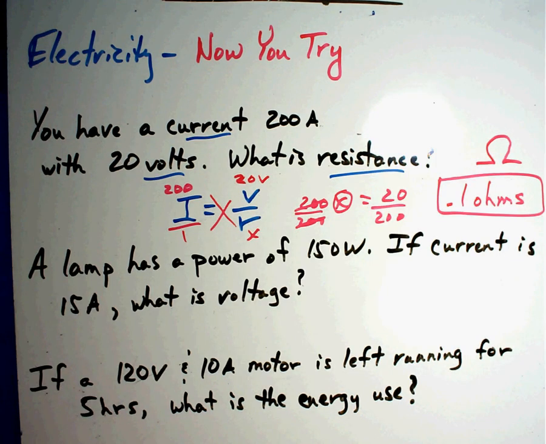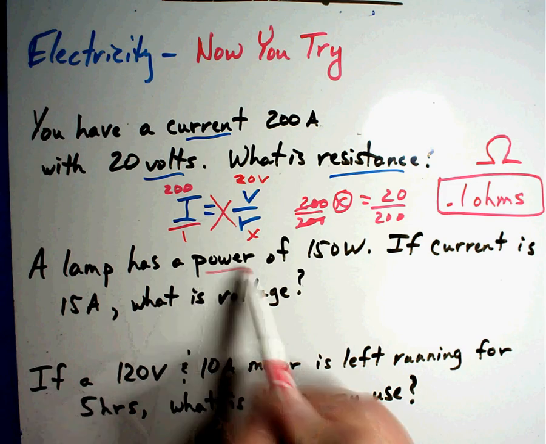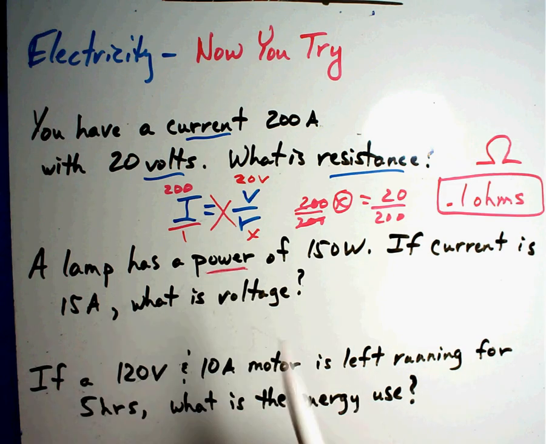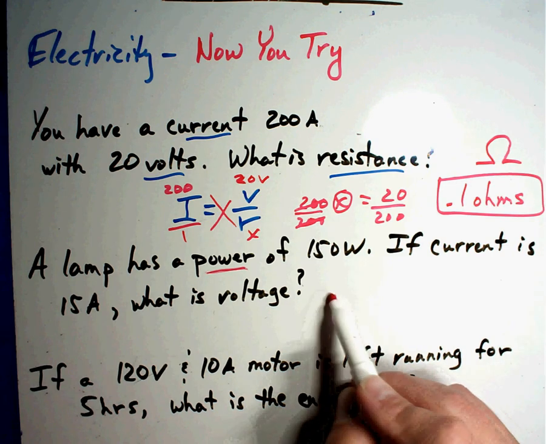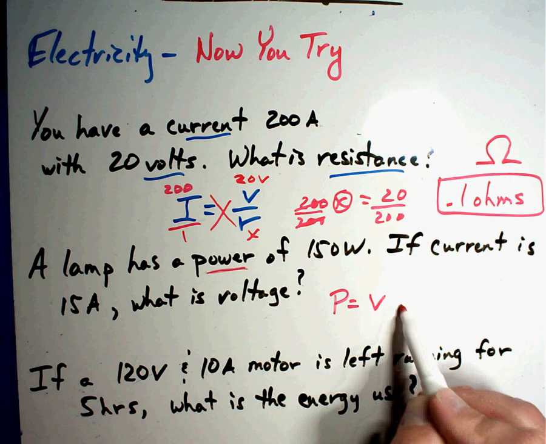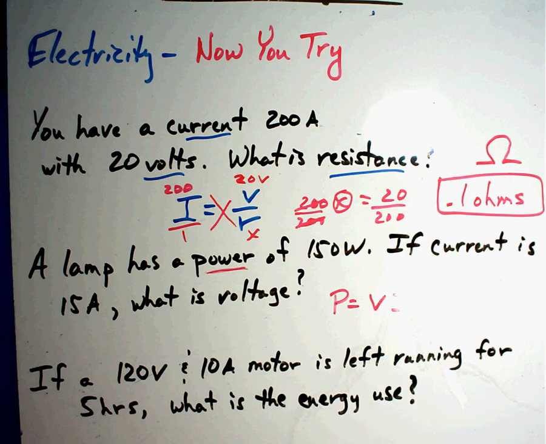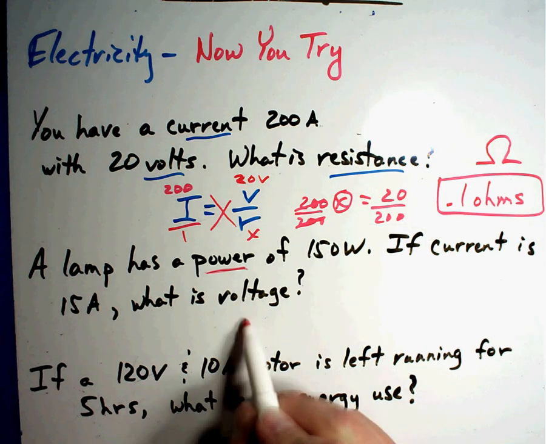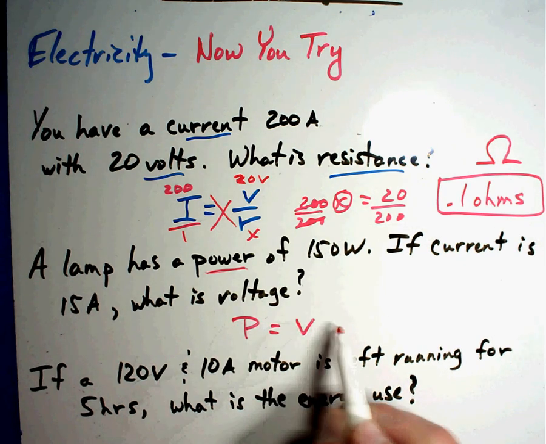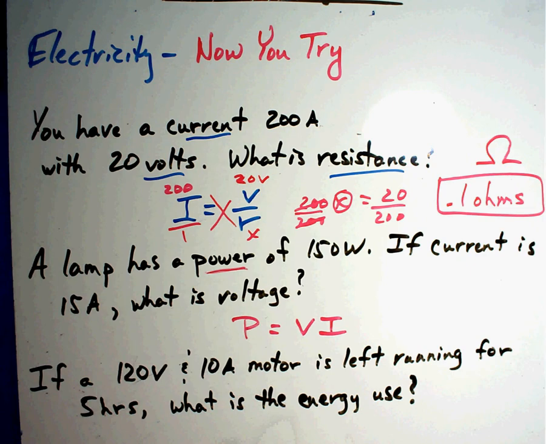Second example. A lamp has a power, there's a magic word, 150 watts. The current is 15 amps. What's the voltage? The formula you should have found was P equals VI. And my writing got stuck there, so let me move it over here. P equals V times I. And we're going to plug numbers into that formula.